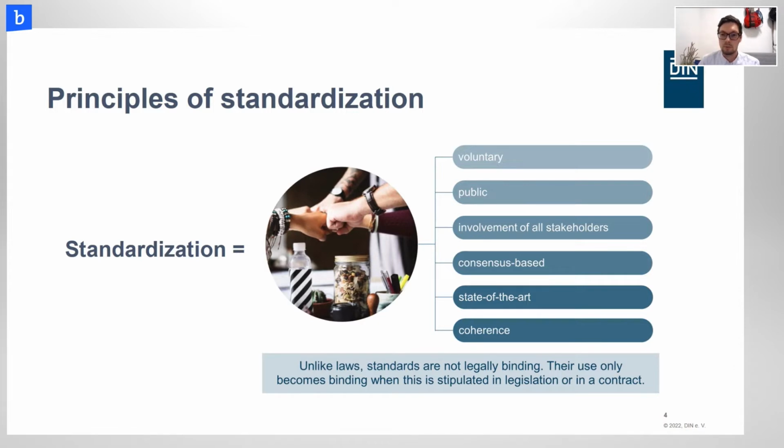It's also very important that we have a body of standards that are coherent, so that you don't have two standards on the same topic. And the sentence at the bottom is also very important: unlike laws, standards are not legally binding, and their use only becomes binding when this is stipulated in a legislation or in a contract.